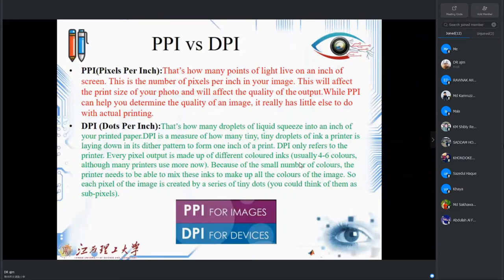If we want to have this difference in just two or three simple words, we can say that PPI only comes into play when we work with an image, and DPI is the word used when we work with a device like a printer. That is why, when you want to download or upload an image or any document for a web page, they say that this much DPI is needed, because later they may want to take a printout from your document. But when we design the image, we go by the PPI of the image.